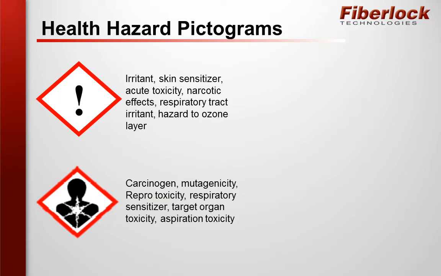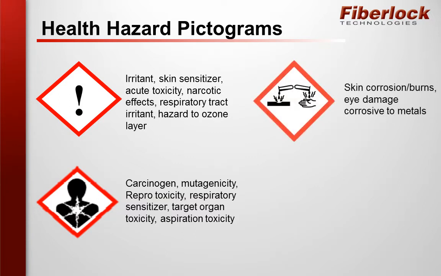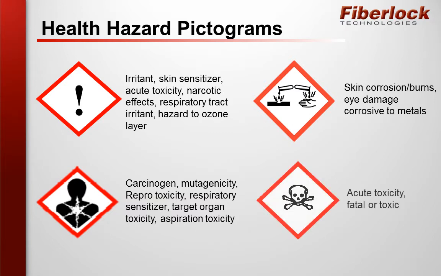The pictogram where the product is being poured onto a surface will represent skin corrosion and burns, eye damage, and corrosive to metals. The pictogram with the skull and crossbones will represent acute toxicity, fatal or toxic.